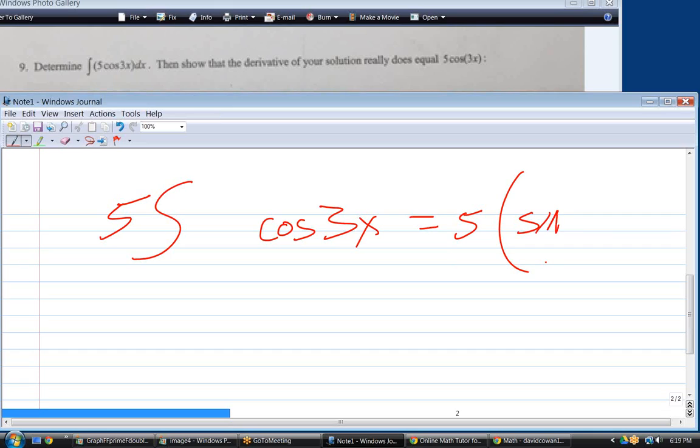Sine 3x over 3. That's it. It's as straightforward as that. Plus c. So there's your answer.